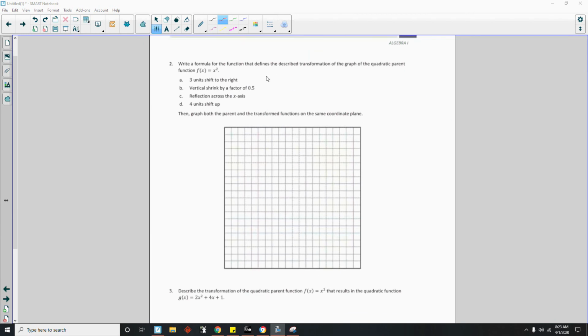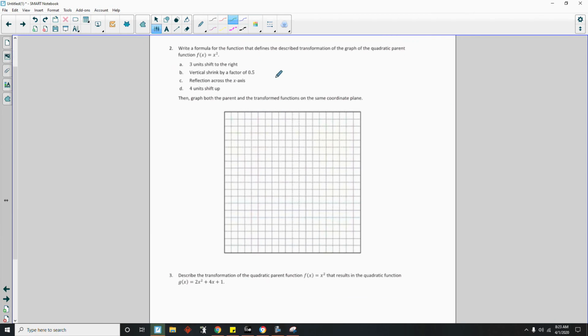Okay, page 3 brings us to problem number 2. It says to write a formula for a function that defines the described transformation of the graph of the quadratic parent function f of x equals x squared. So we're given this parent function, and we're going to find a transformation of that.